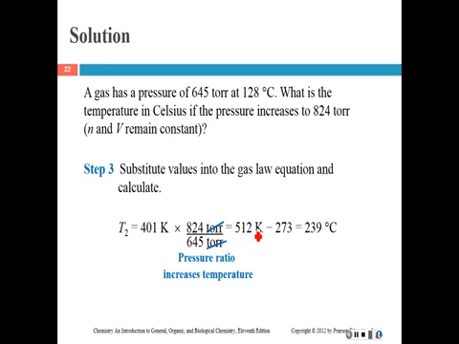But remember the problem said, what is it in Celsius? So we have to convert back to Celsius. And there we go.